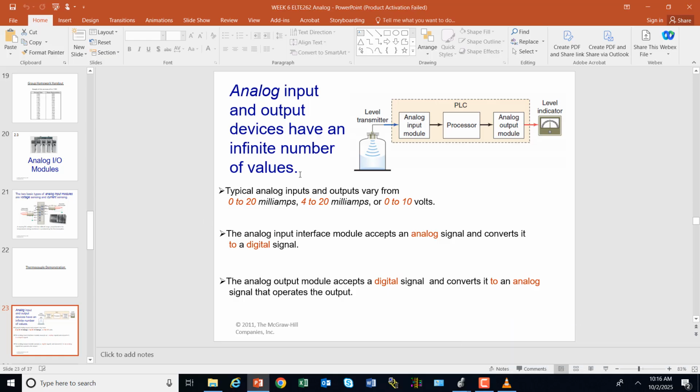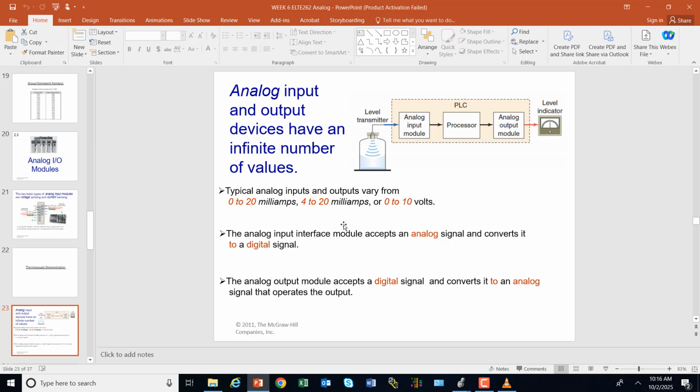All right, analog input and output devices have an infinite number of states, and so on our modules typically you can send them 0 to 20 milliamps. I don't see that much. A lot of items you see are set to 4 to 20 milliamps, or 0 to 10 volts. That's kind of what we're using. That's what you see a lot.